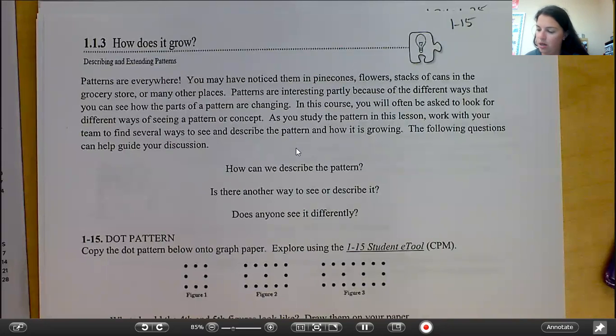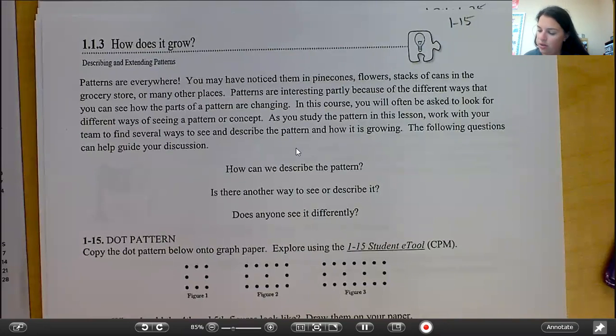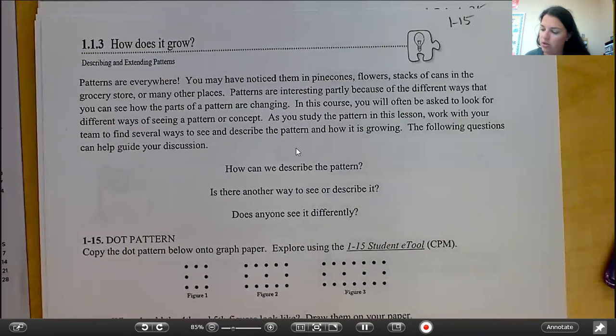The following questions can help guide your discussion. How can we describe the pattern? Is there another way to see or describe it? Does anyone see it differently?